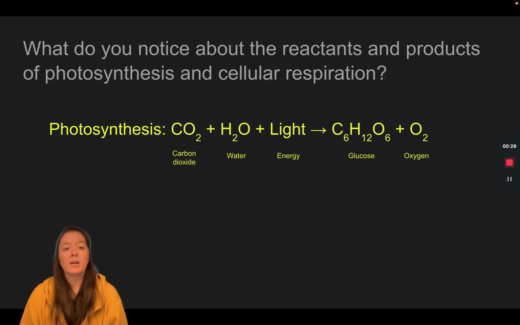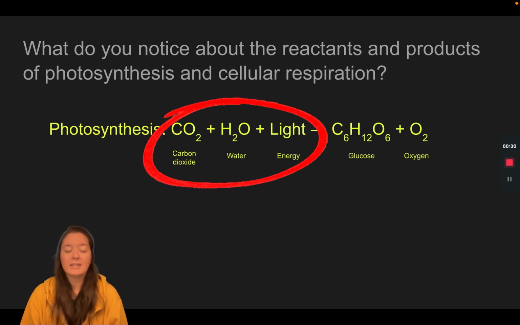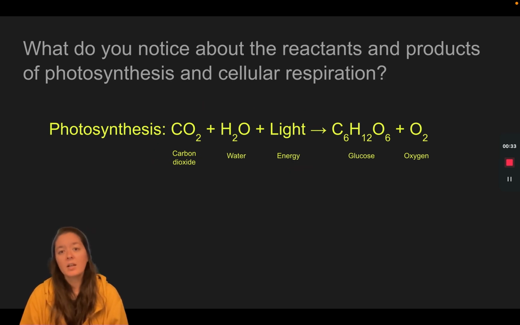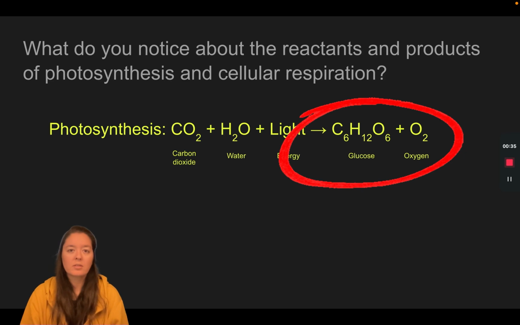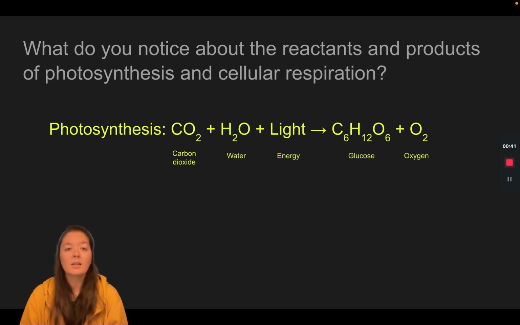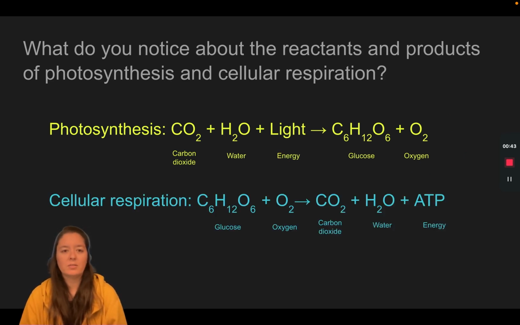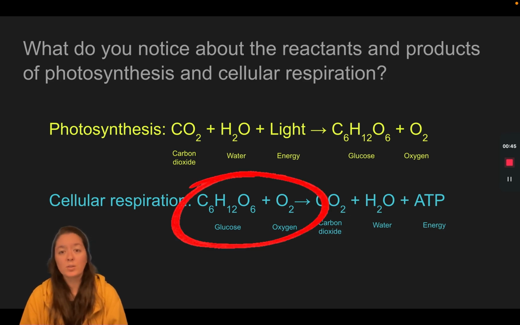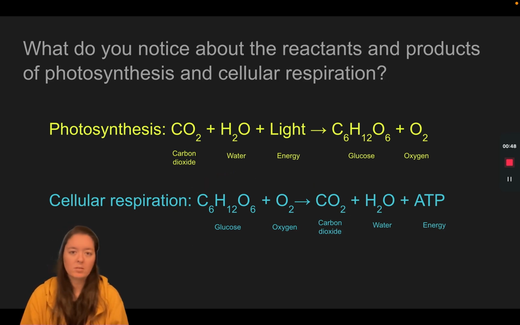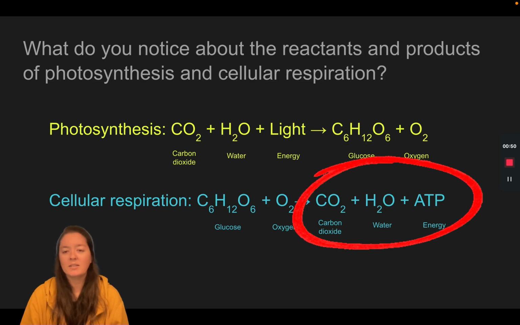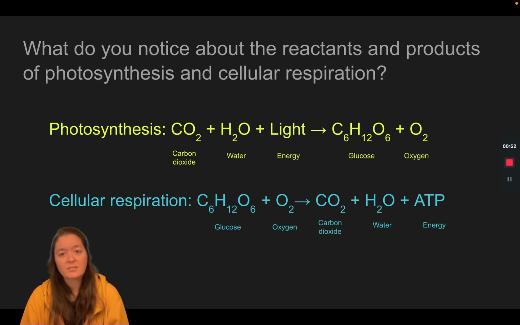Coming in, we have carbon dioxide, water, and light energy. Leaving is glucose and oxygen. Interesting. Let's take a look at the cellular respiration reaction. Going in is glucose and oxygen, and coming out is carbon dioxide, water, and ATP energy.